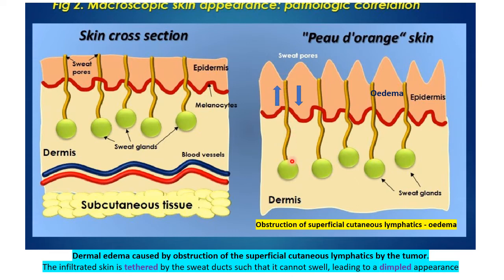The ducts of the sweat glands act as a tethering agent for the increasing thickness of the skin, epidermis. This is due to the edema of the cutaneously spreading, infiltrating carcinoma.